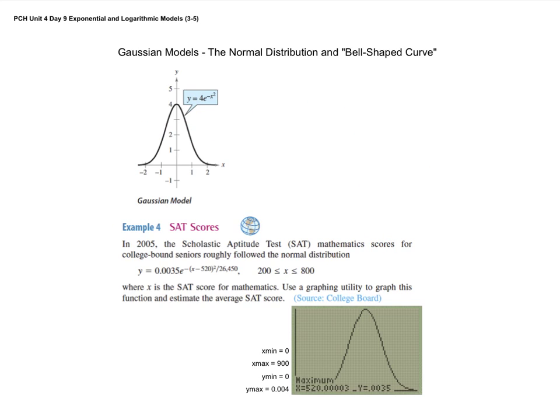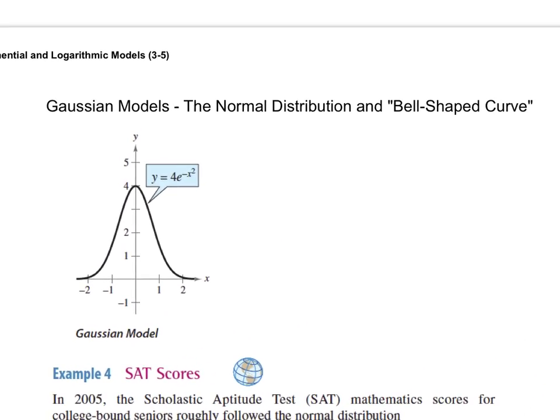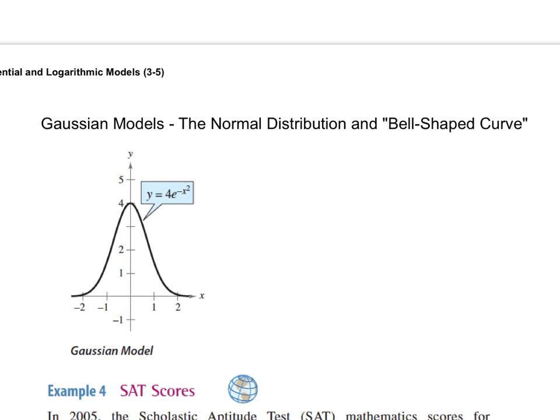Take a look at the Gaussian model. Here's an example. Notice that when you just have x squared, it's not x minus anything. Notice where the peak is. The peak is right on the y-axis. So your y-intercept actually will be where that maximum point is.